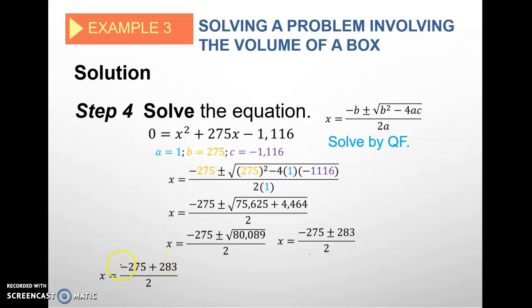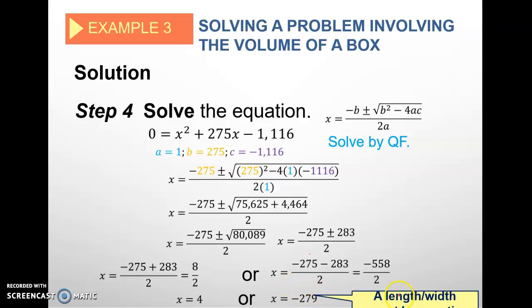Then we separate the plus from the minus. For the plus, if you add them together, the numerator is 8, and 8 over 2 is 4. On the other side, we have negative 275 minus 283, which is negative 558, divided by 2 gives negative 279. We don't use a length or width whose measurement is negative, so we stay with positive. So x is equal to 4.